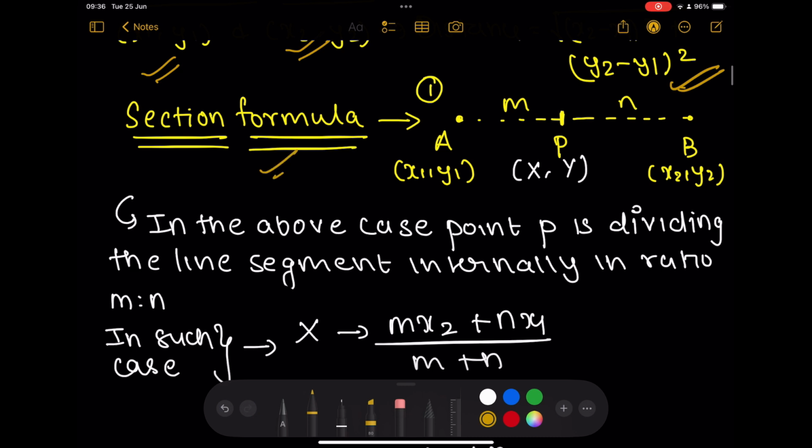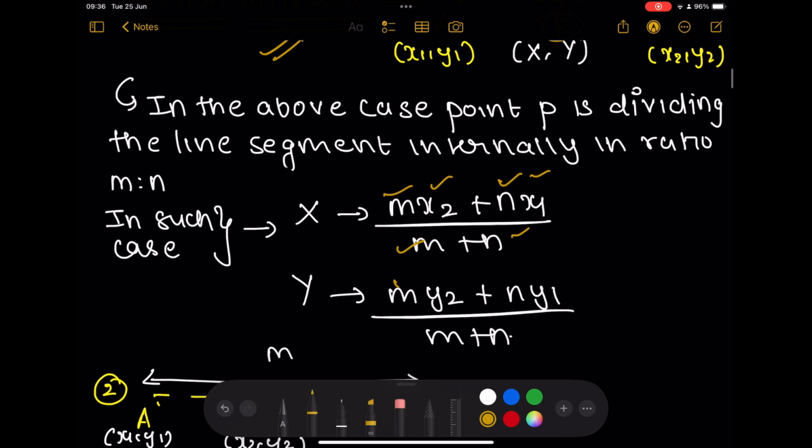Next one is the section formula. In the section formula, the very first case that I'm taking is where a point P is dividing a line segment AB internally in the ratio m:n. And for this, I hope that all of you will know the formula. The coordinates of point P will be m times x2 plus n times x1 whole divided by m plus n, and the y coordinate will be m times y2 plus n times y1 whole divided by m plus n.